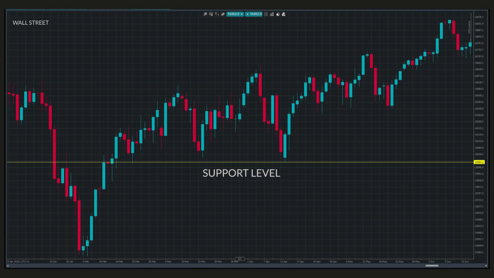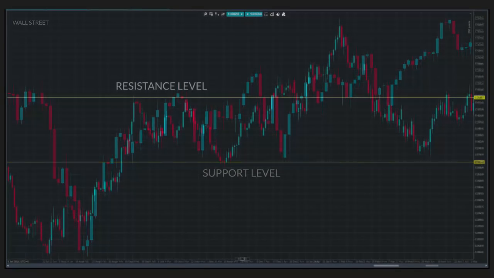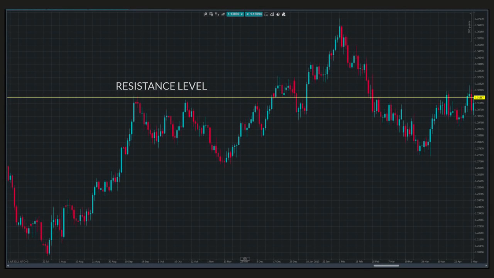In simple terms, the support is the price level through which a stock or market seldom falls. Resistance, on the other hand, is the price level that a stock or market seldom surpasses. Support and resistance levels are levels at which a lot of traders are willing to buy in case of a support or sell in case of resistance.